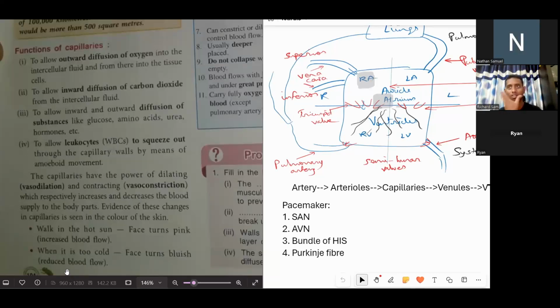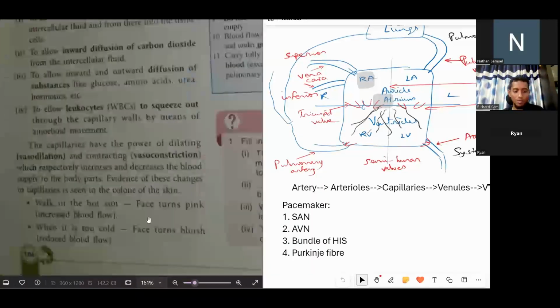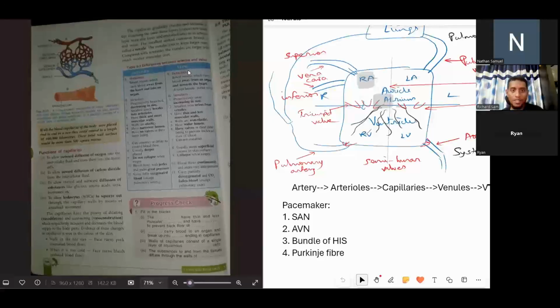You can see your face turns red in summers, red hot, because more blood is flowing through your face so that the heat can be lost. If it's cold, how does your face become? It becomes pale. Pale means no blood in your face. All the blood is going deeper inside your body, so that less heat is lost and your body will trap the heat. Is that clear? So if there's more blood, what color will your face become? Pink. And if there's less blood in your face? Bluish. Pale bluish color.